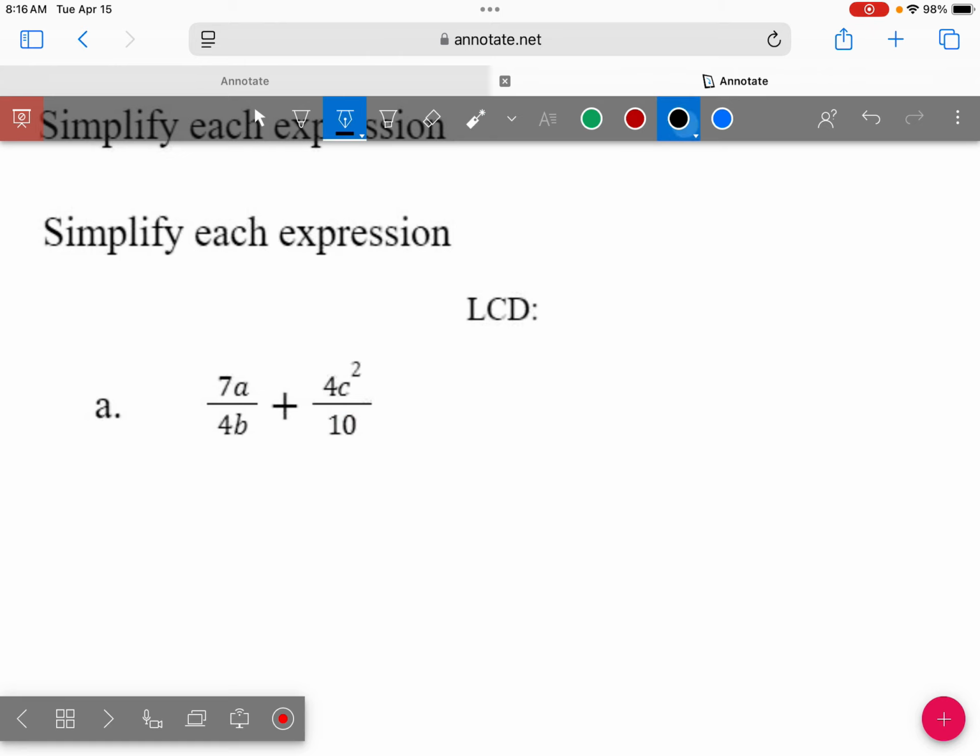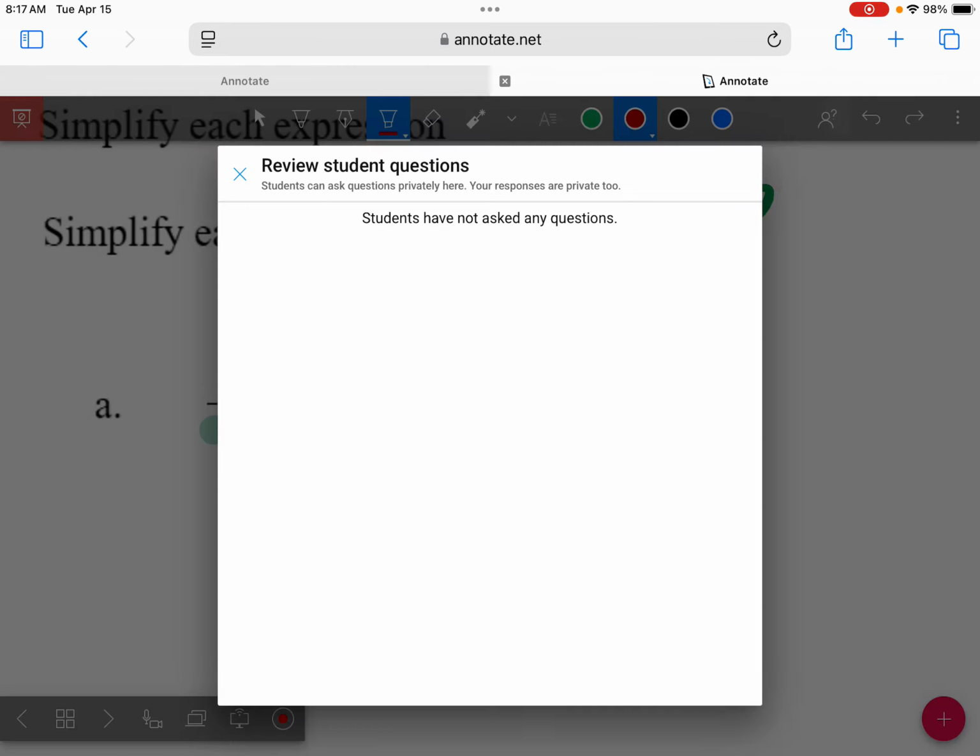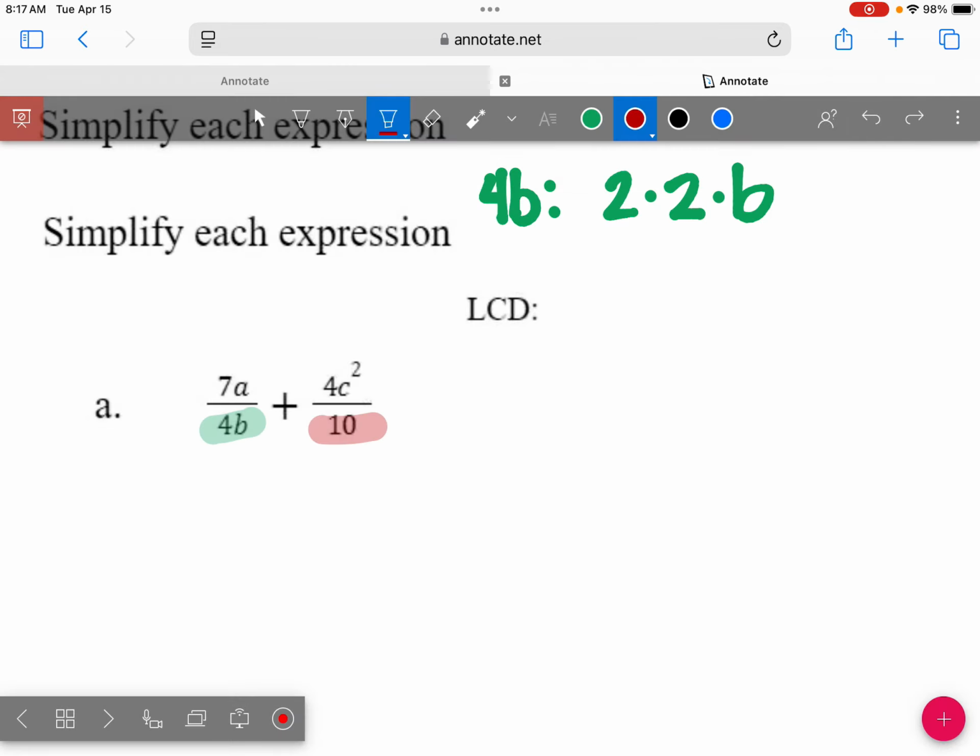So what we're going to do is break down each one. So let's start off with the 4b. 4b can be broken down to a 2 times 2 times b. What I'm doing is breaking it down to the factors. So the factors in 4b would be 2 times 2 times b. And then my factors in 10 are simply 2 times 5.